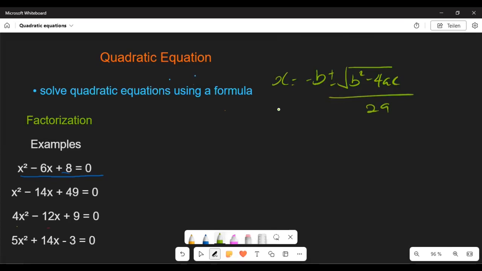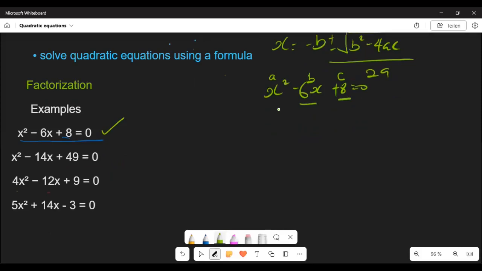Now let's look at this question, where you have x squared minus 6x plus 8 equals 0. The 8 here is always our constant, it doesn't have x. b is always the coefficient of x, and the coefficient of x squared is always a. So in this case, we're going to replace all these numbers so that we get the right answer.